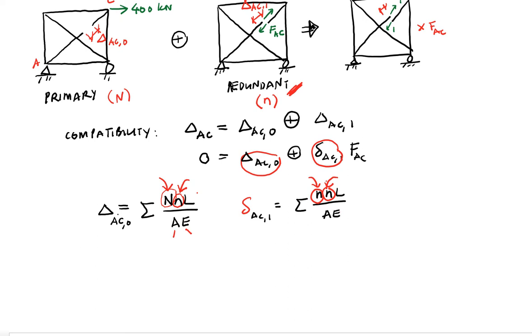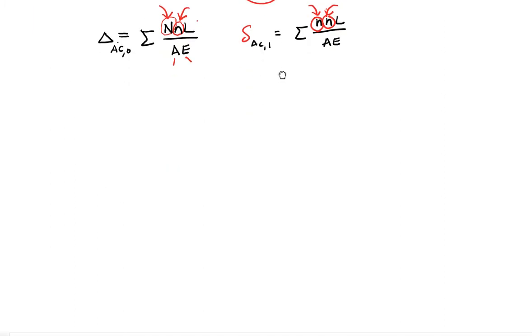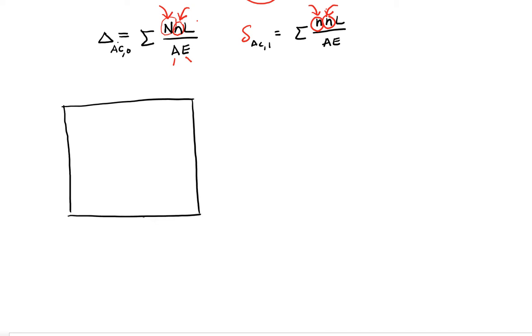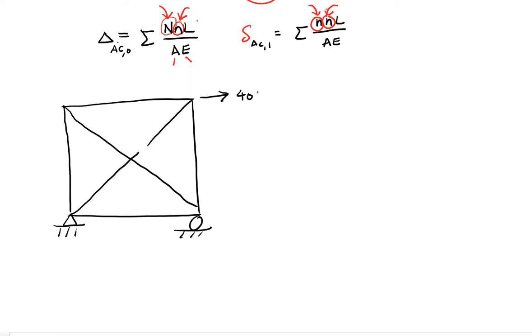Okay, so what you need to do is then find the internal force, and this is why I ask you to read on method of joint, the quick method, because you need to do it twice. Okay, so this is your primary system. Okay, you're applying a force of 400 kilonewton.